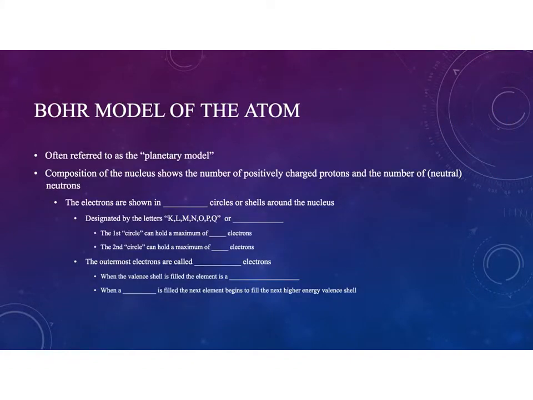So let's look at each. Oh, I do have space. I'll just draw it again. It's often referred to as the planetary model. Why? Because it has a centered nucleus, in this case the sun, as compared to a solar system, with surrounding orbits or circles or shells that house electrons. And these electrons are the planets, in this case, that orbit around the nucleus. The composition of the nucleus shows the number of positively charged protons and the number of neutral neutrons.